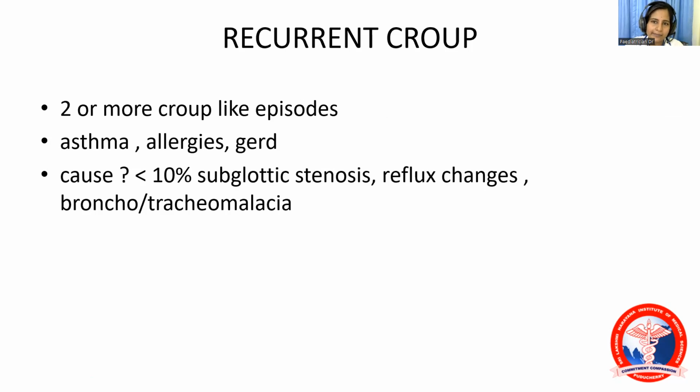So what are the other types of croup? It is recurrent croup and spasmodic croup. So what is recurrent croup? It is 2 or more croup-like episodes. So it doesn't always mean that it is with infection. It is associated with comorbidities like asthma, allergies, and gastroesophageal reflux disease. So what is the cause? Clinically, it is mostly less than 10%: subglottic stenosis, reflux changes, and bronchotracheomalacia.